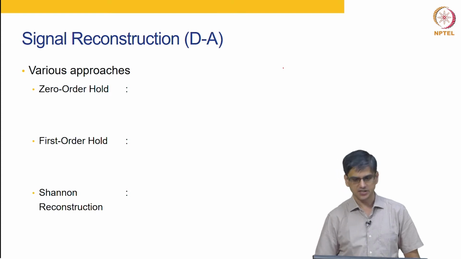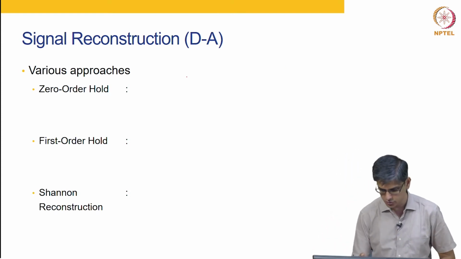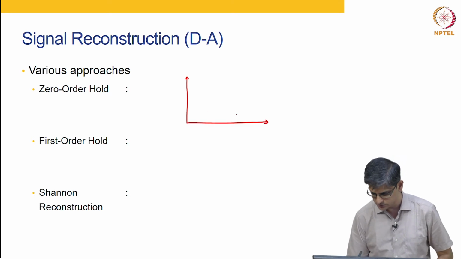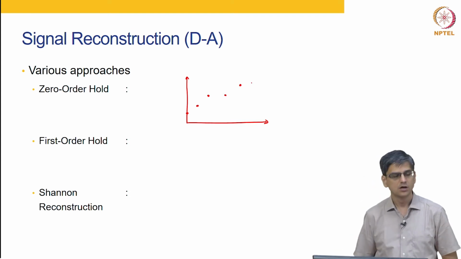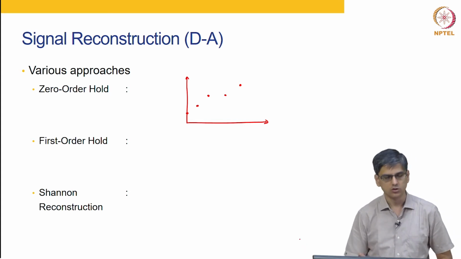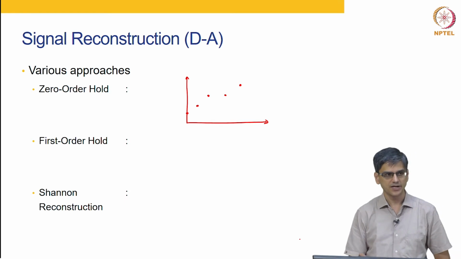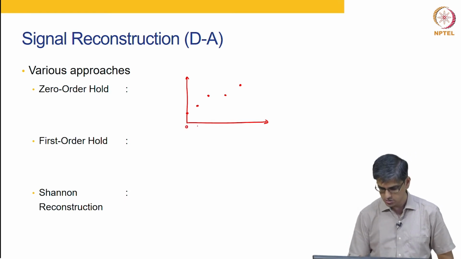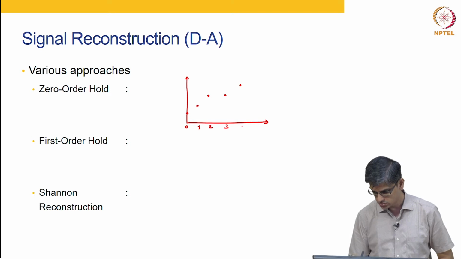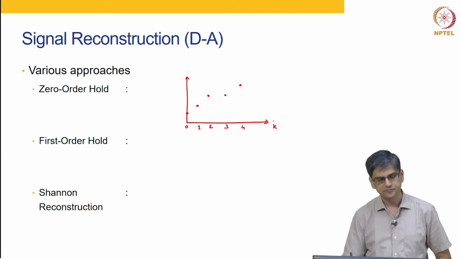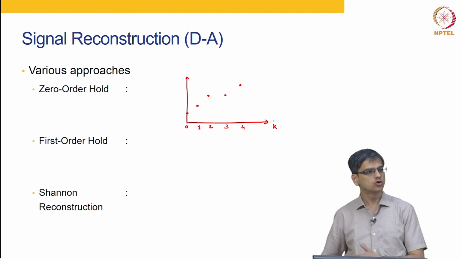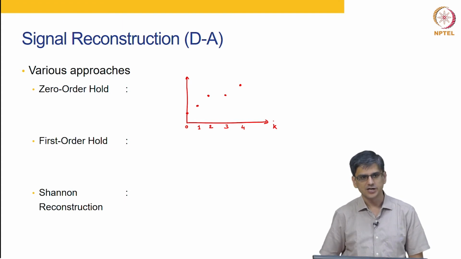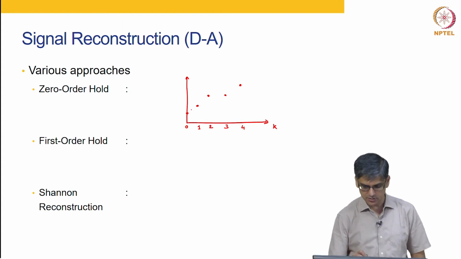There are various approaches that one can take. So, you have these various inputs. One way to do this is what is called a zero order hold. Keep in mind that at time 0, you do not know the future. A lot of times you might actually be tempted to just connect these dots.